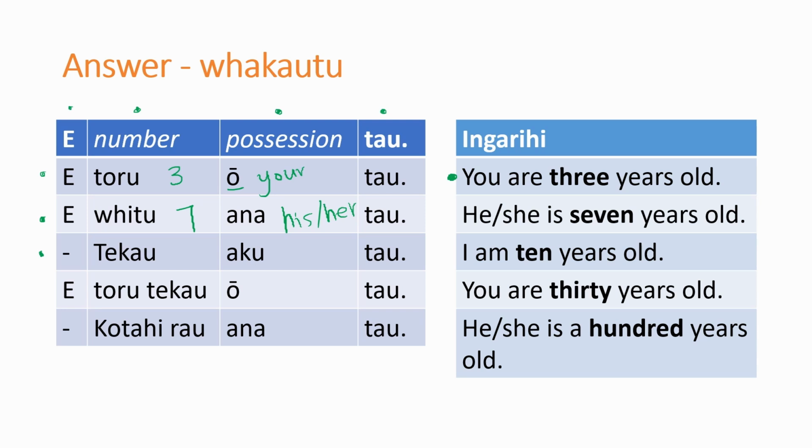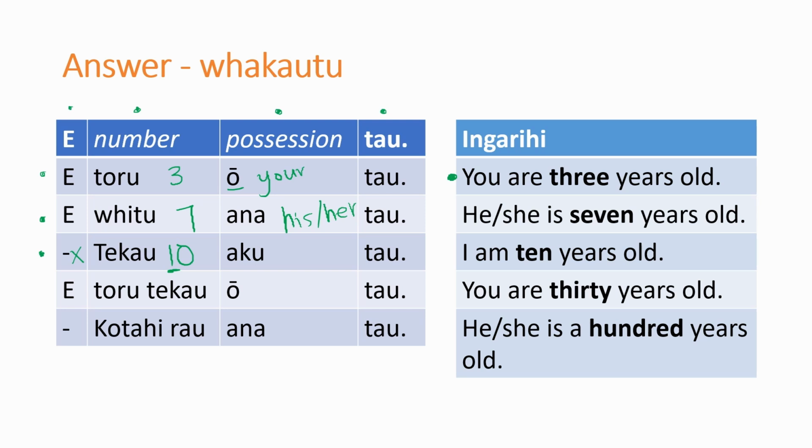Next one is a bit of an exception. And it goes, tekau aku tau. Remember, there is no e particle here because tekau is 10. And the first number is not 2 to 9.